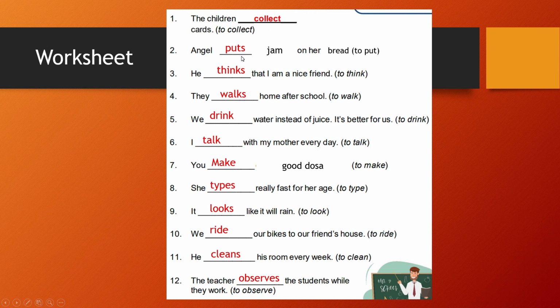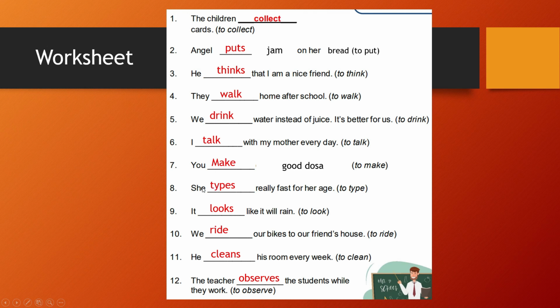Angel puts jam on her bread. He thinks. They walk. We drink. I talk. You make. Here in these cases, I and you, we use the plural form of the verb as well. This is something which we have to notice especially.